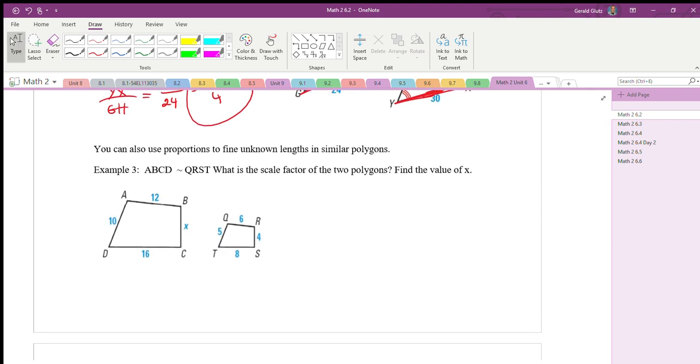You can also use proportions to find the unknown lengths. If I know that these two shapes are similar, and that's what this says right here, ABCD is similar to QRST. Again, that means all corresponding angles are congruent.